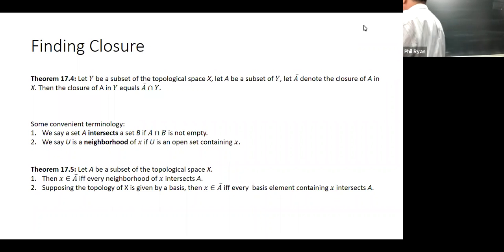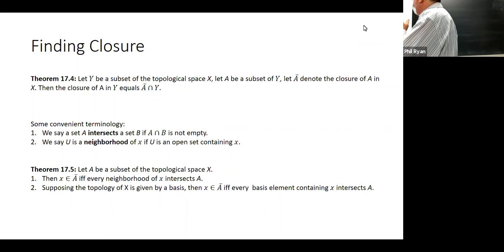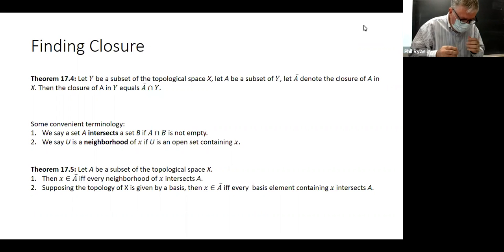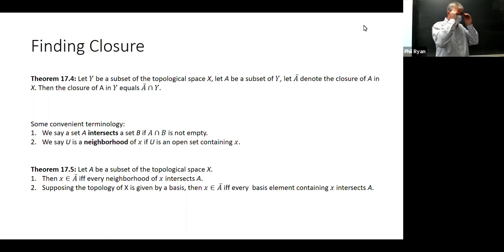What about going the other way? What happens if every basis element containing X intersects A? Then so does every open set containing X, right? Because an open set will contain a basis element which will contain X, just by the definition of basis. So 2 seems weaker than 1, but actually it's exactly the same thing. Okay.